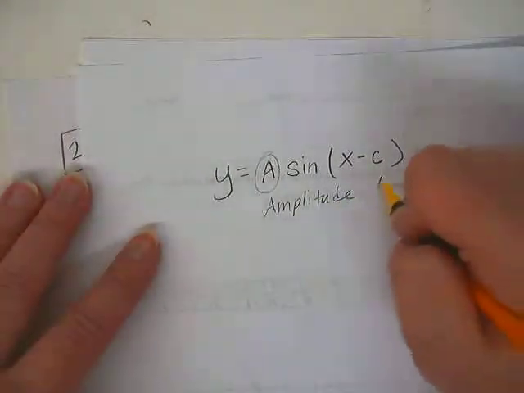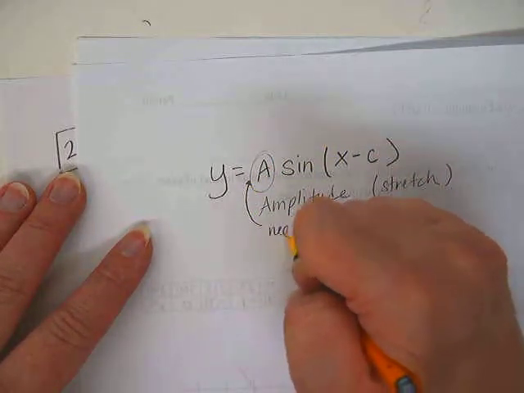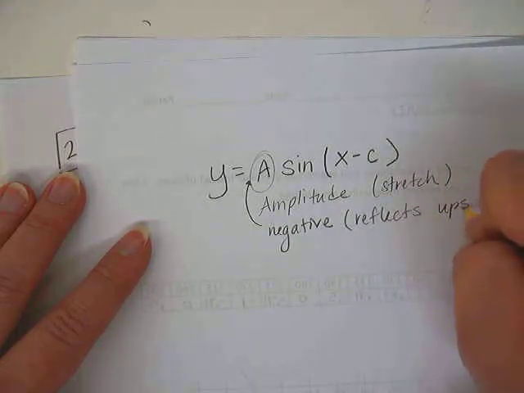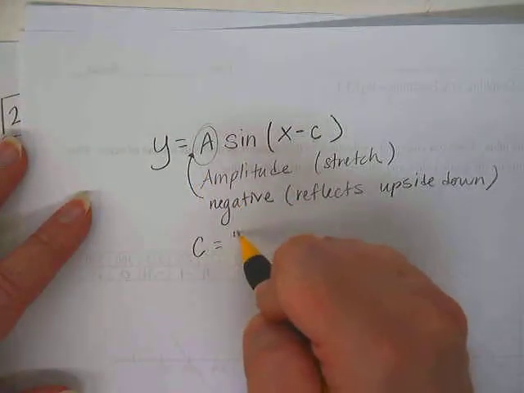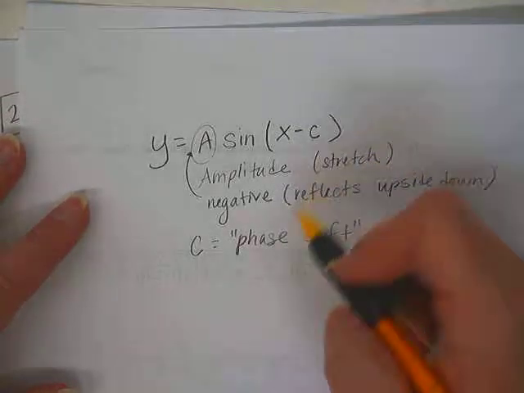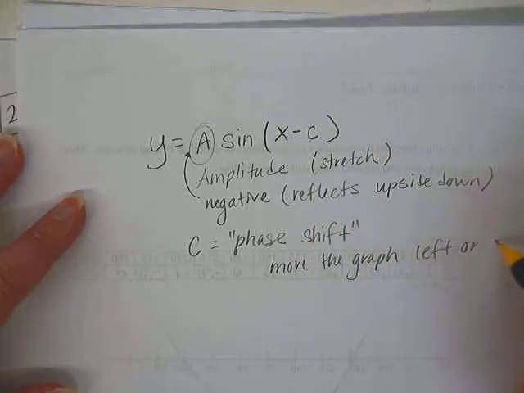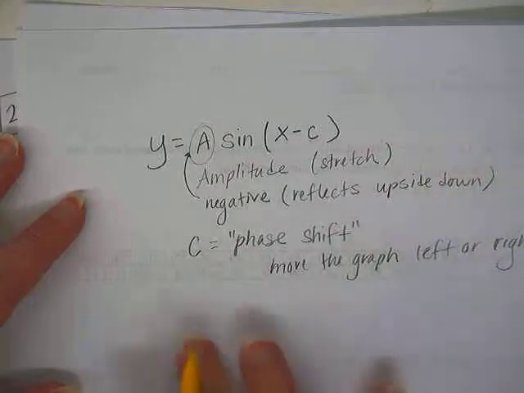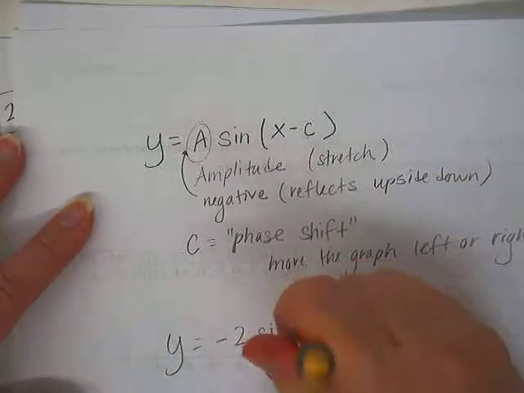Okay, so a sine x minus c. What's your guess about what a and c do? Any ideas? A is the amplitude, and it will stretch it, correct? If you put a negative here, does that change the amplitude to a negative? What does it do? It just reflects it upside down. Okay, and then I heard someone say what they thought C would do. C is something we already learned called the phase shift, and that will move the graph left or right, the opposite direction.